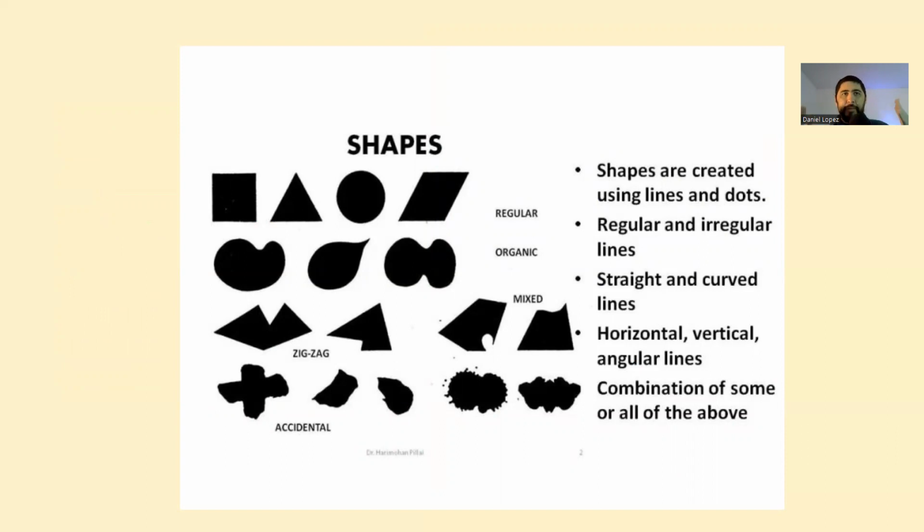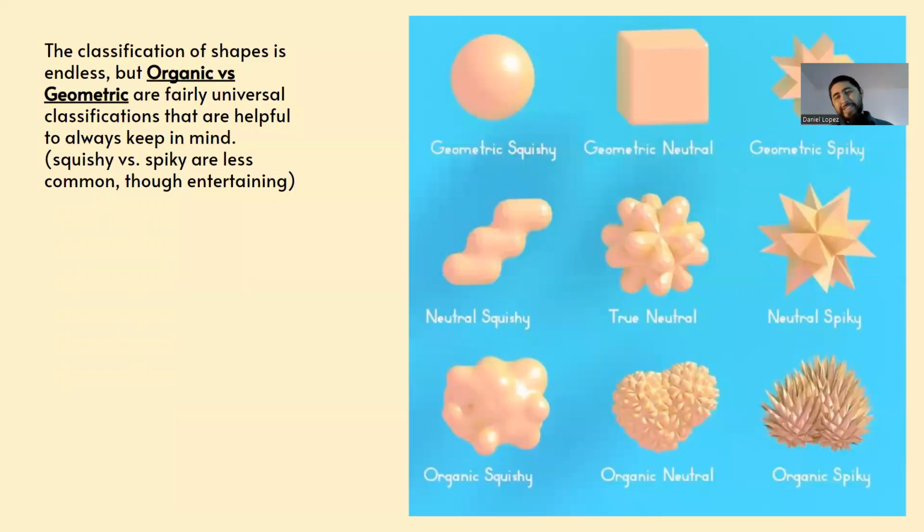Obviously shapes. We recognize these as 2D. There's different kinds of shapes: regular, organic, mix, zigzag, accidental. The mix, zigzag, and accidental are more like types of shapes that are more subjective, whereas regular and organic are definitely ubiquitous. Okay. Here's another classification I'm just going to skip over. It's just a slide for fun.